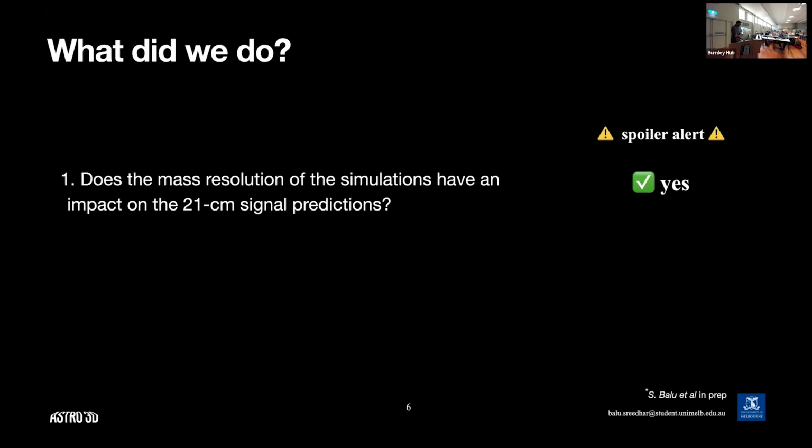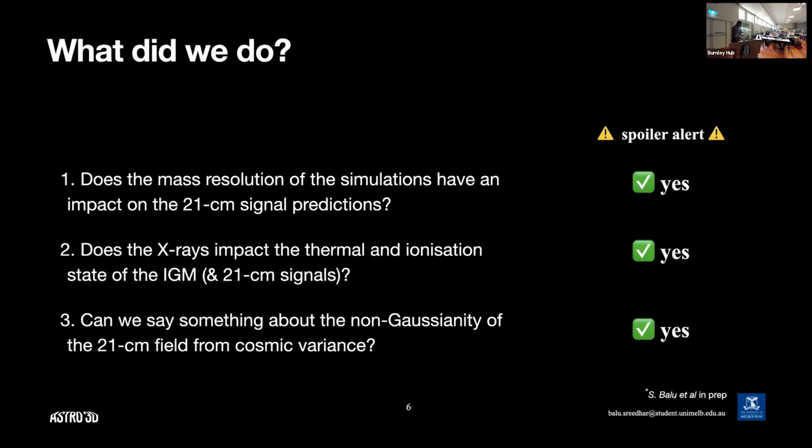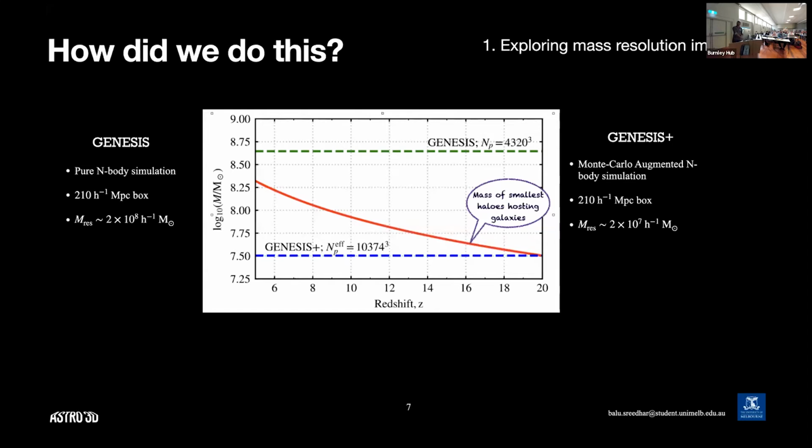So what did we do? We wanted to explore a few phenomena. We want to explore the impact of mass resolution on the EoR signals, as well as the impact of X-rays on the EoR signals, as well as something called the non-Gaussianity of the EoR field from the cosmic variance. So how did we do this?